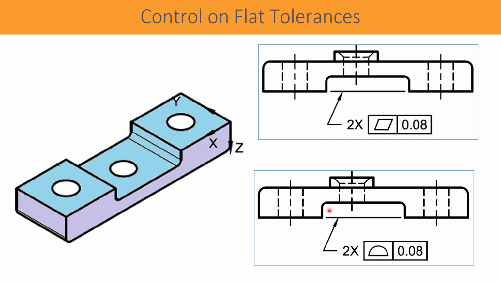The second option available is profile control of the surfaces as shown in this figure. Here also the symbol 2X is marked. Therefore, the independent surface control of each surface must be within 0.08. Please note that in this profile control no datums are specified. Profile control without datum is applied. Therefore, profile control becomes a form control only.